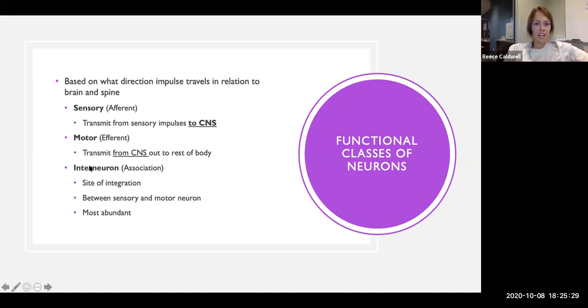And then we also have interneurons, which are just that integration site in between. So these would be the most abundant because we have one in between every sensory and every motor. So these are just where we decide, you know, what to do with that information.